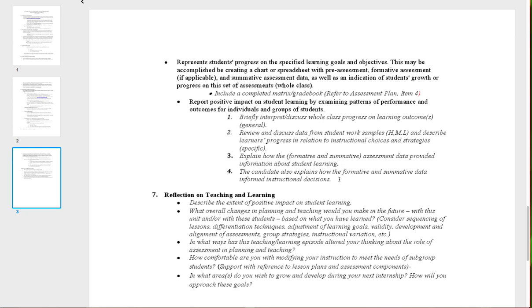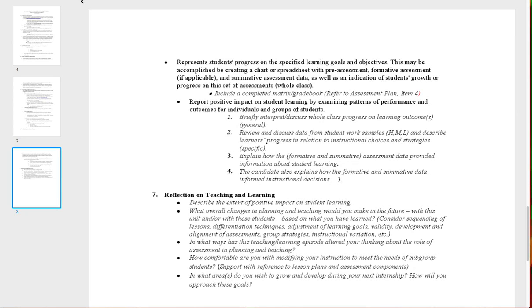The last evidence that you're going to provide is how these assessments informed instructional decisions. Remember, one of the most important reasons why we give formative assessments is so that as teachers, we can see how students are doing and how we're doing, what's working, what's not working, and we can change our strategies before it's too late. Summative assessment is great, but if you wait until the very end of the unit, it's too late to make a change. So I want you to discuss here how your formative assessments and your summative assessments informed your instructional decisions.